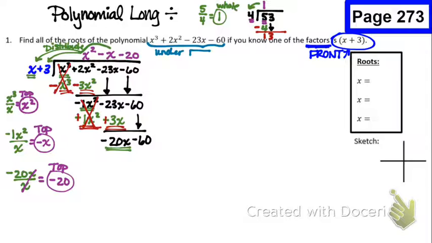Distribute it. Negative 20 times x. Negative 20x. Notice this front piece should always match when I distribute. What is negative 20 times 3? Negative 60. Then what's going to happen to both signs? Both signs are going to change because I'm going to subtract what's there. Both turn positive, and now they cancel. Both pieces cancel, right? Here's my remainder.